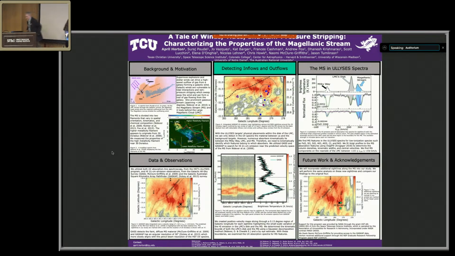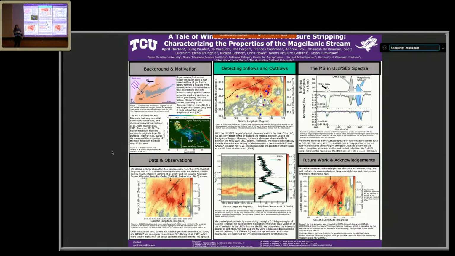Thank you. All right, I'm April, and I am from Texas Christian University, and I'm a grad student there. I did my poster on some work that I did for my master's thesis last fall. So I am studying the physical properties of the Magellanic Stream using the Ulysses data set. The unique property about the Magellanic Stream is that it's divided into 2 different filaments. There's one at a higher metallicity, shown by the red line up here, and then a lower metallicity one, shown by the green line.